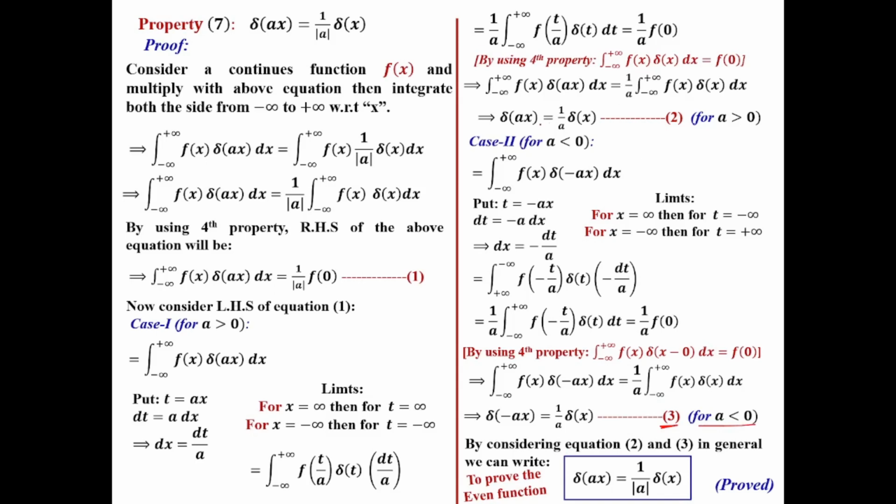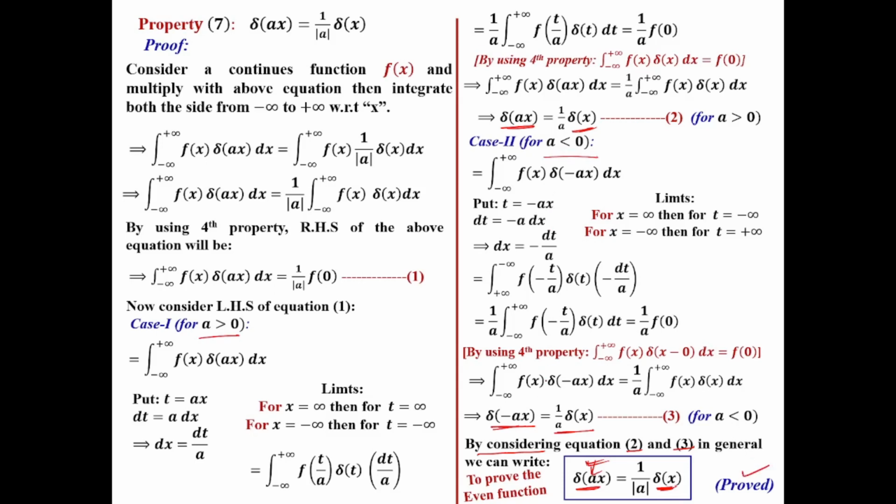Now just compare equation number 2 with equation number 3. By comparing 2 and 3, you can see delta(ax) we found as 1 by a delta(x), and delta(minus ax) also we found as 1 by a delta(x). So in general we can write delta(ax) equals 1 by mod a delta(x). So a can be considered positive or negative, no problem. Here we proved this property itself.